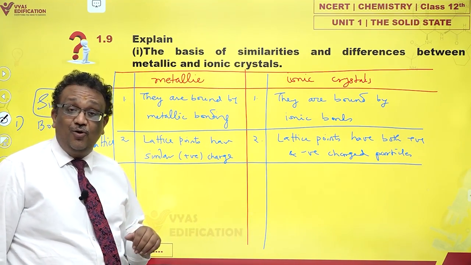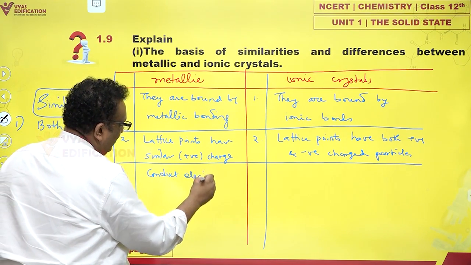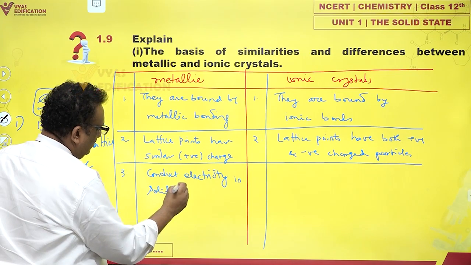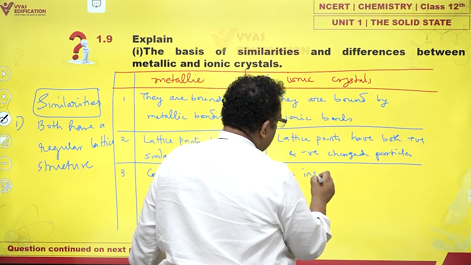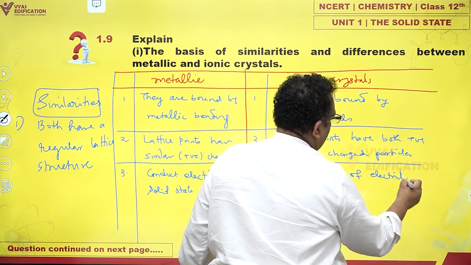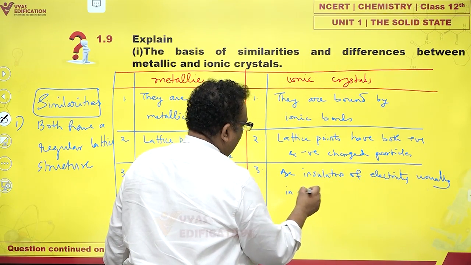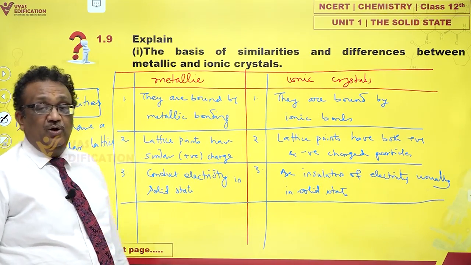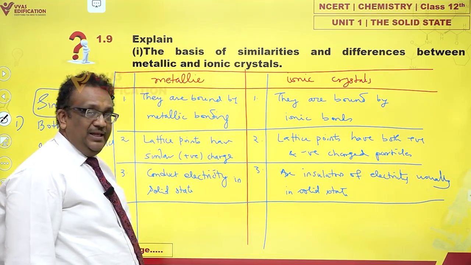Since metals have delocalized electrons, they conduct electricity in solid state, and ionic solids are insulators of electricity, usually in solid state. Why? Because their ions cannot move, they cannot leave their positions, so they can't really conduct the electricity. That makes sense. Anything else?